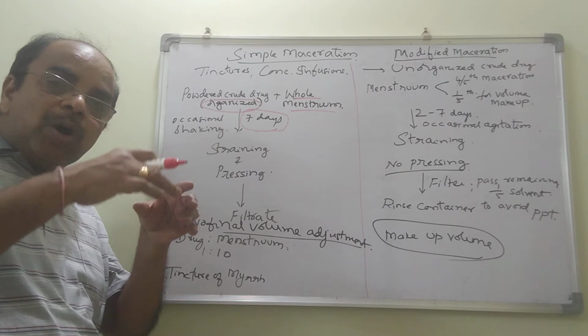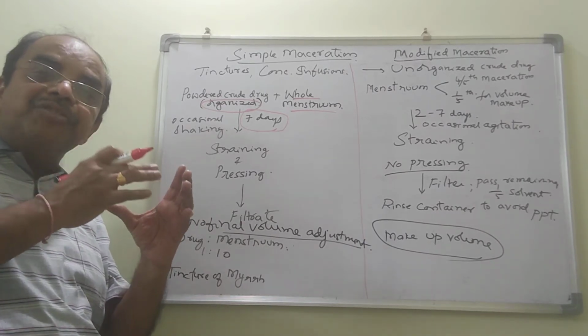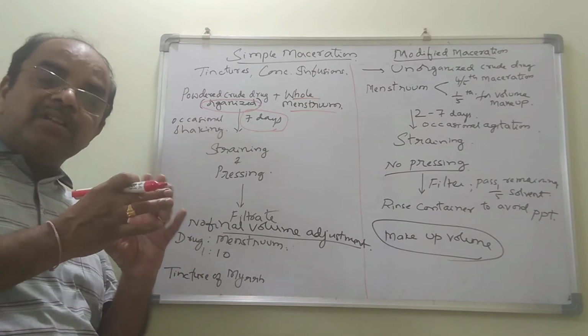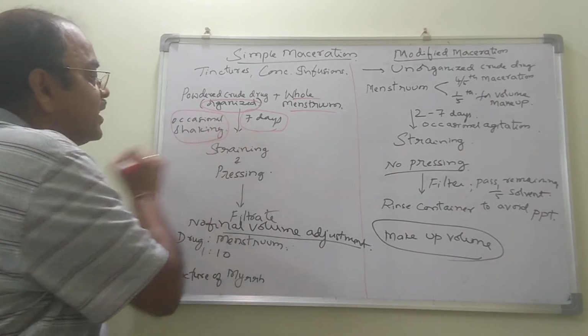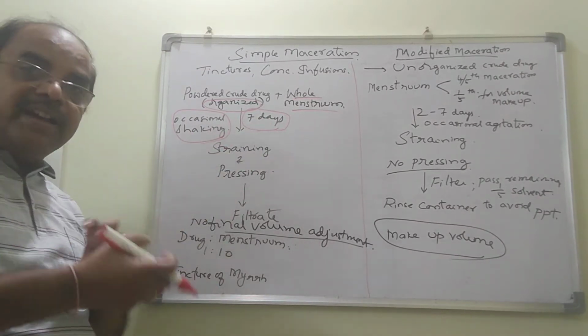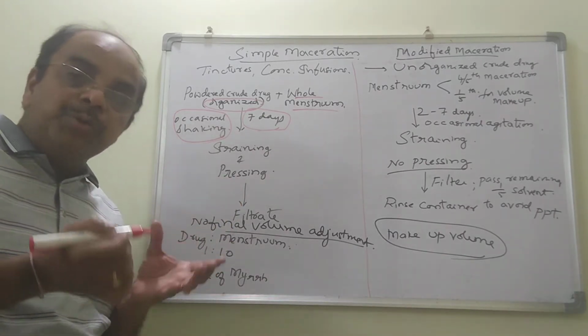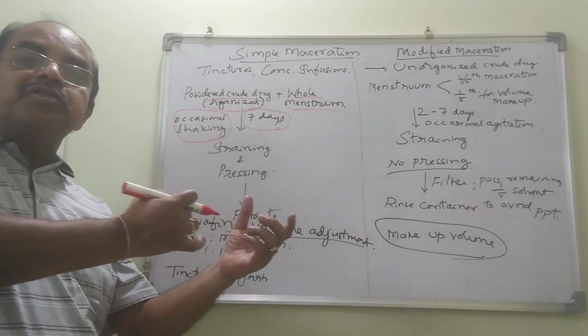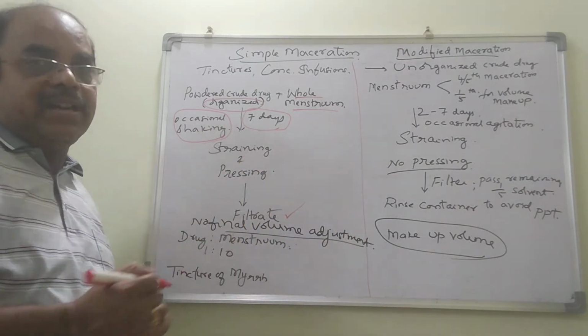And after coming out, it is forming a layer around the cell wall, so that the diffusion is affected. To disturb that, to increase the extraction efficiency, you go for the occasional shaking. And when the 7 days process is over, proceed for the straining and complete pressing. Depending upon the method used, the solution comes out. Okay? And proceed for the next step, filtration.